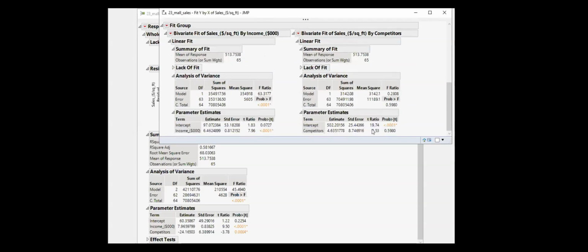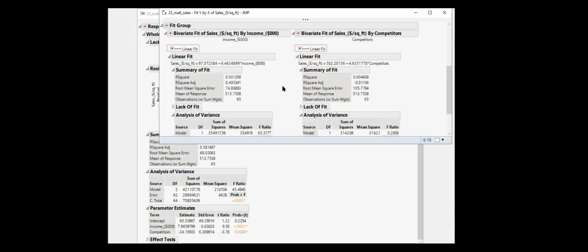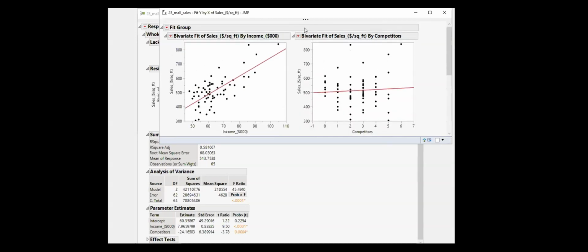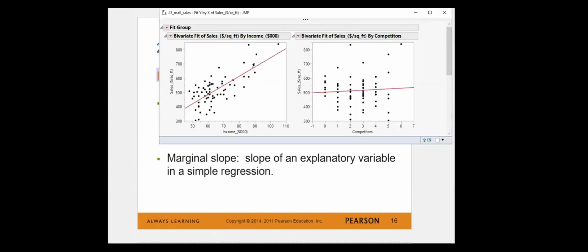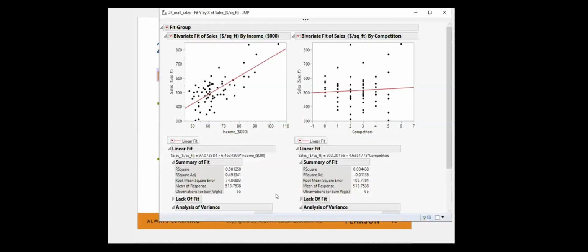Is that a significant model? Competitors? No, it's 0.59. You can see that the p-value is not less than 0.05 as a result. So what are these? Marginal slopes. So if the question asks you what are the marginal slopes, you use the Fit Y by X and use these slopes right there. The 6.4 and 4.6.